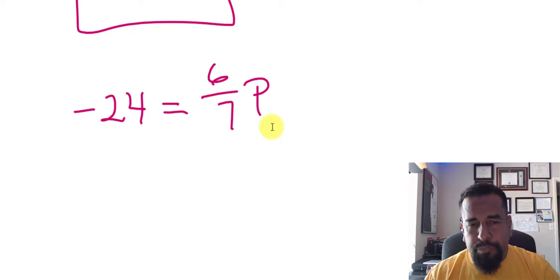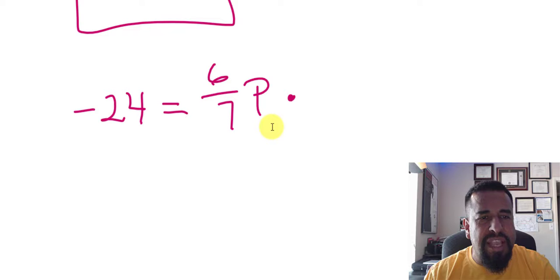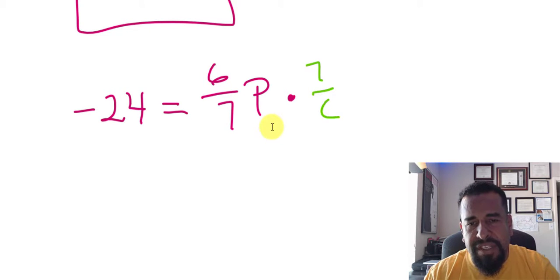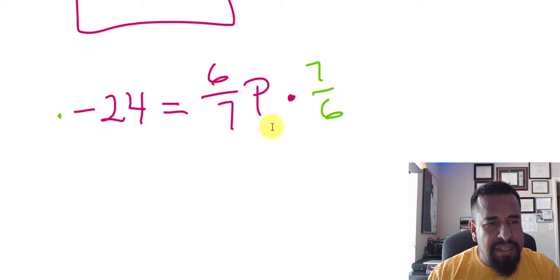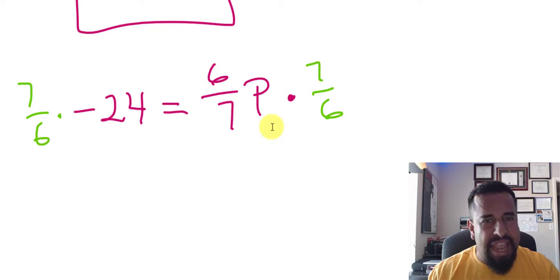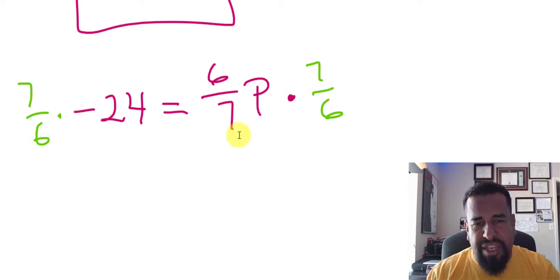So here, let's kind of ignore that p right now. And right here, we do the reciprocal. Remember, we just have to flip it upside down. So that'll be 7 over 6. And on this side, 7 over 6. The exact same thing. On this side, I'm not going to go through the whole thing. You just know it's going to equal 1p, just like the first one.